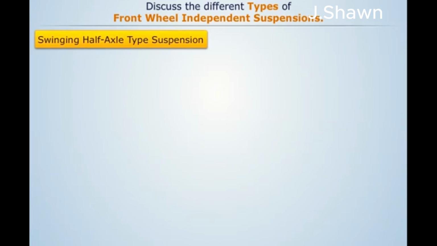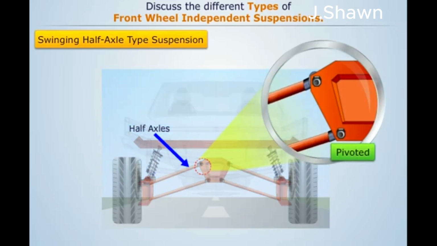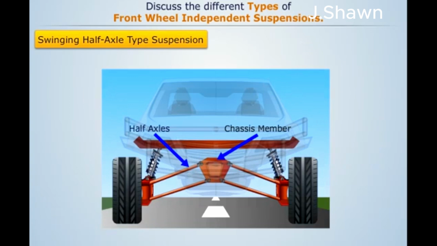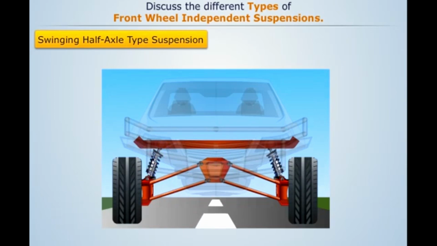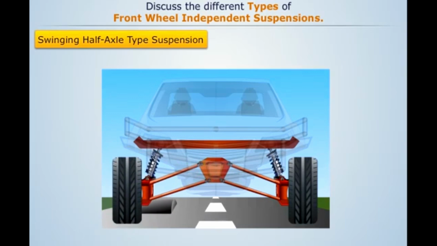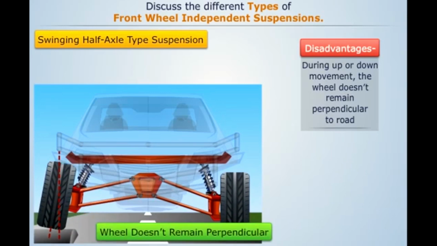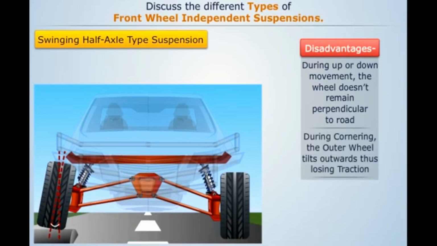Swinging half-axle type suspension. In this suspension, both wheels are mounted rigidly on the half-axles, which are pivoted on their ends to the chassis member at the center of the vehicle. The spring with the shock absorber is mounted on this half-axle. Now, when one wheel of the automobile experiences a road shock, the axle with that wheel swings up or down without affecting the other wheel. The major disadvantage of this suspension is that due to up and down movement, the wheel doesn't remain perpendicular to the road. Also, during cornering, the outer wheel with higher load tilts outwards, thus losing traction.